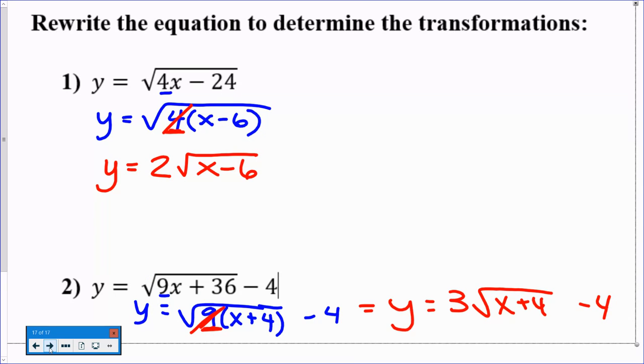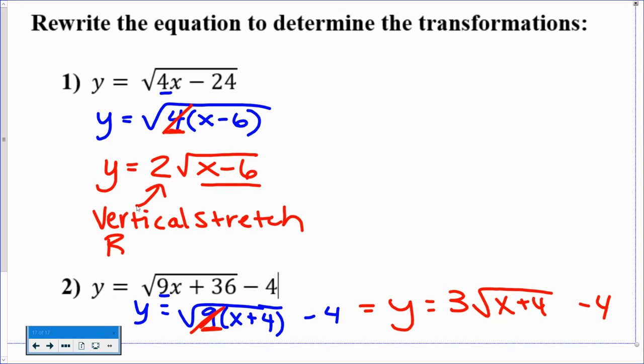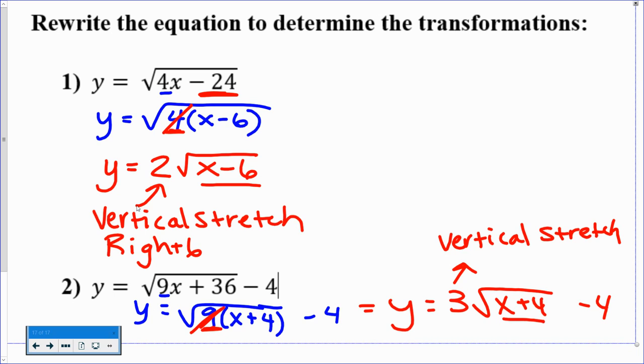So what are my transformations? That 2 is going to be a vertical stretch by a factor of 2. And then that -6 is going to move it right 6. So we were not going right 24. That would be incorrect since there was a 4 that could have been factored out of that equation. And then same thing below. This 3 is going to be a vertical stretch by a factor of 3. And then inside my radical would move it left 4. And then outside the radical would move it down 4.